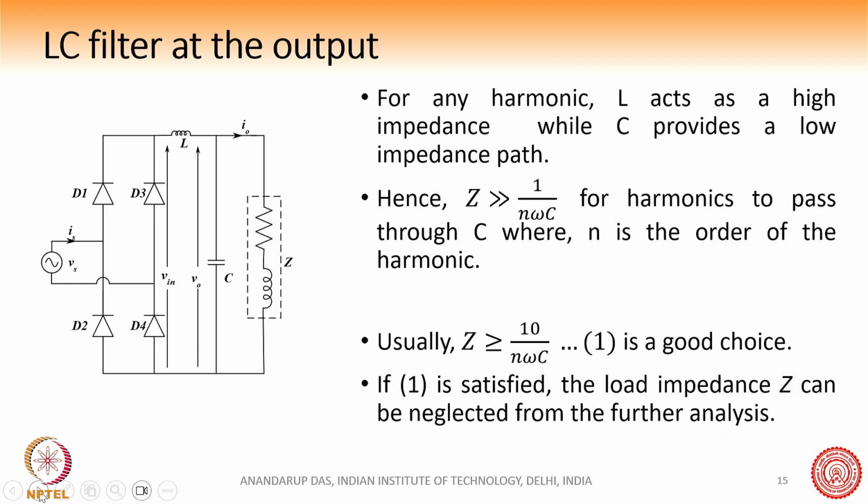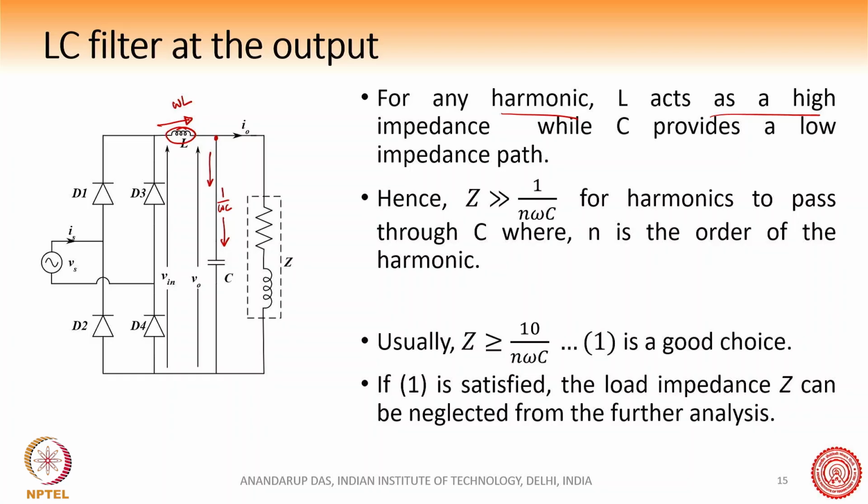So for any harmonic, you can understand here the L acts as a high impedance. So any harmonic current coming here sees omega L, so this L is acting as a high impedance, and this capacitor is 1 by omega C, so it acts as a low impedance path. So any harmonic will first see a high impedance in the L, but some of it will come up to this point, and then it sees a low impedance, so the harmonic current will pass through the capacitor. So this is the basic idea.